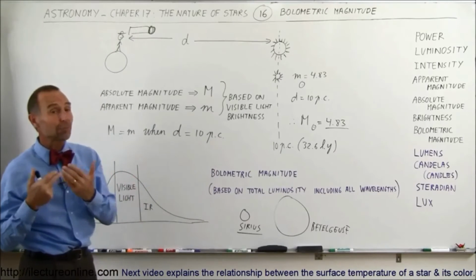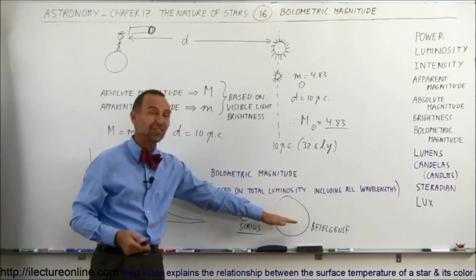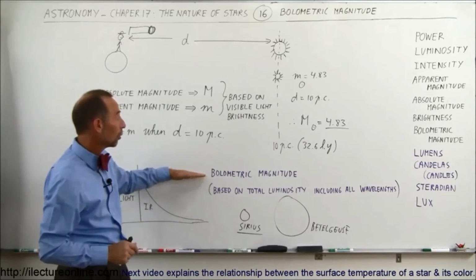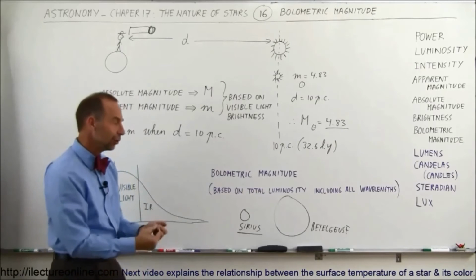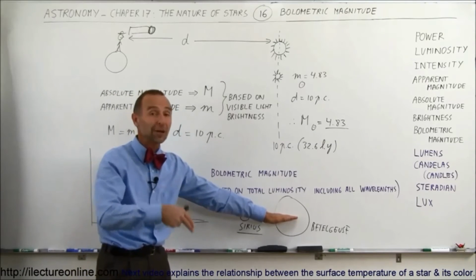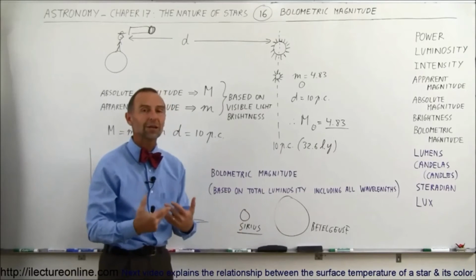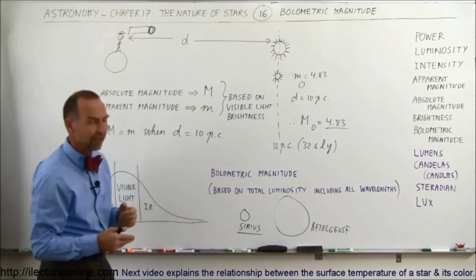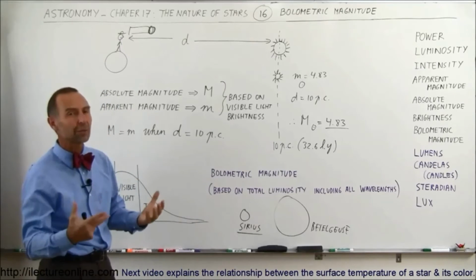Yet the apparent magnitude of Betelgeuse is less than the apparent magnitude of Sirius. But if we were to look at the bolometric magnitude, meaning taking all of the radiation into account, including the enormous amount of infrared radiation that Betelgeuse puts out, then Betelgeuse would have a much brighter magnitude than Sirius. And so that's why we use the term bolometric, which means including all frequencies.